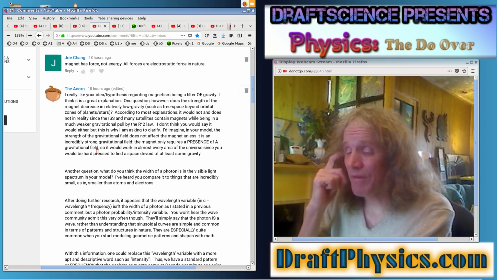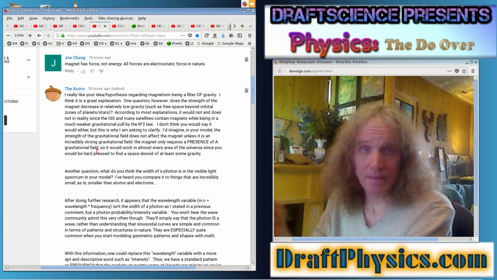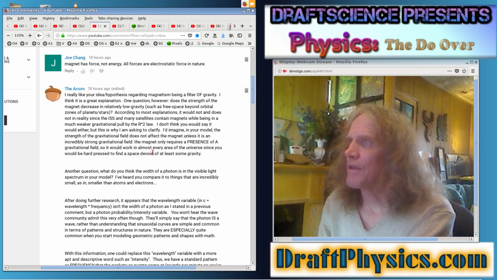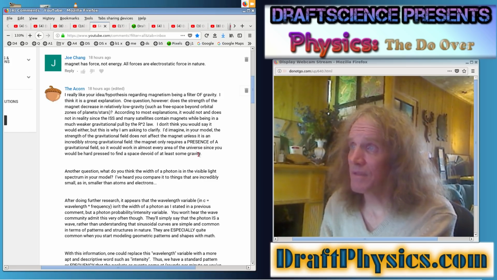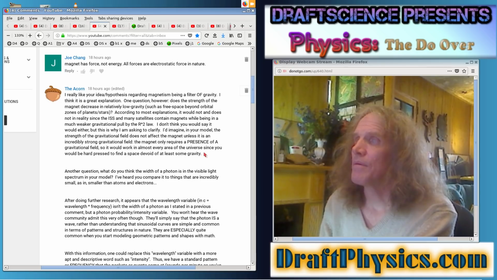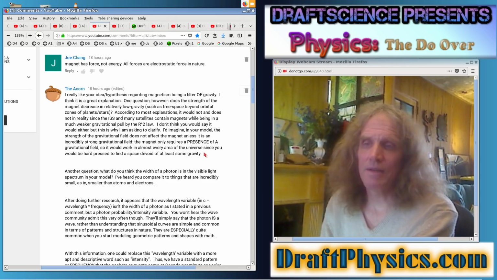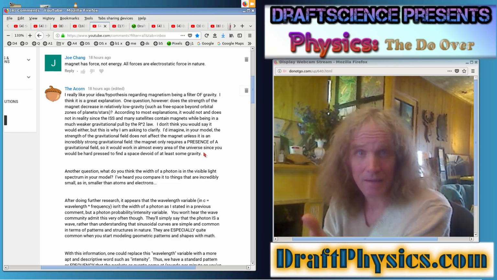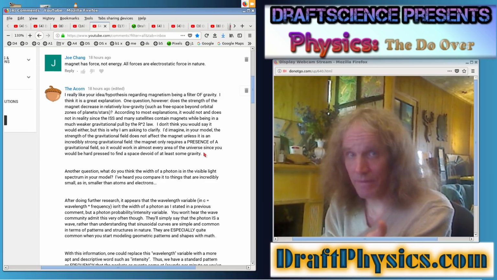And just understand that the gravitational field exists in empty space the strongest. So it would work in almost every area of the universe, since you would be hard-pressed to find space devoid of at least some gravity. Well, again, the empty space has the most gravity, and the tricky part is if you find a place that has low gravity, it's likely to be a place that has high pressure from the chemical atoms. So in a sense, the gravity is there.